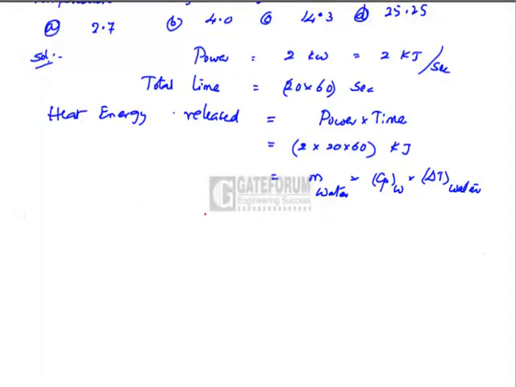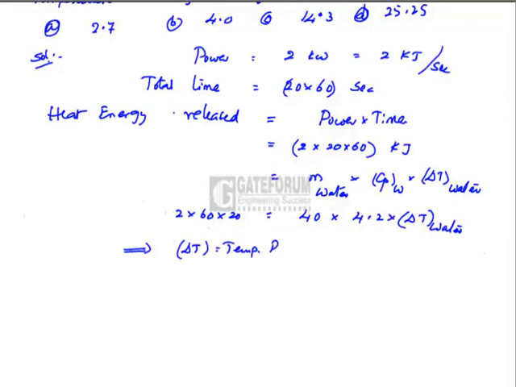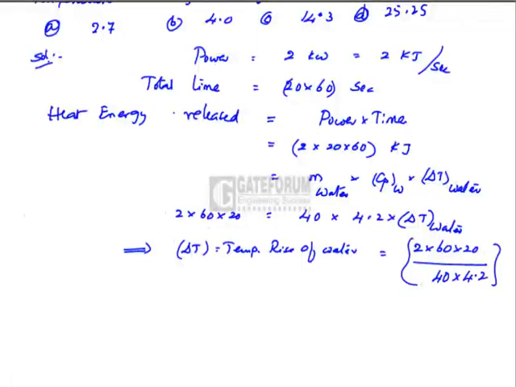of water. Because he has taken 40 liters of water, and 1 liter of water has 1 kg mass, we have 40 kg into Cp of the water, 4.2, into temperature rise delta T. This is 2 into 60 into 20, which implies delta T, the temperature rise of water, is equal to 2 into 60 into 20 by 40 into 4.2, so many degrees Celsius. This is the answer.